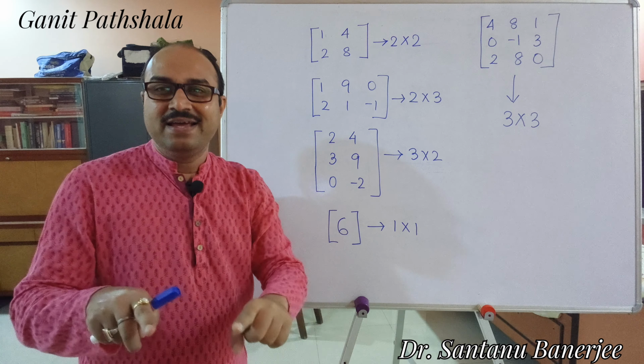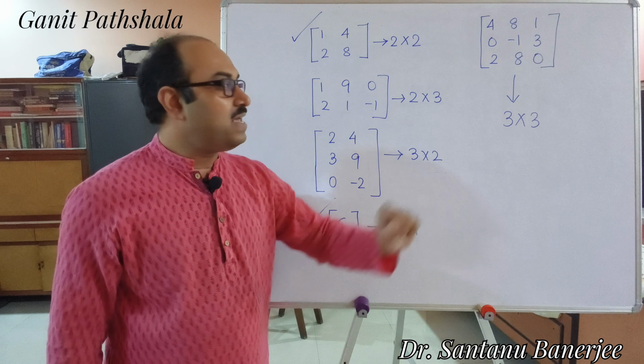So I'm repeating once again, if the number of rows and number of columns are the same, then that matrix will be called a square matrix. For example, the first one is a square matrix, 2 by 2, number of rows and number of columns same. Second one is not a square matrix, it is a rectangular matrix. Third one, see, number of rows and number of columns are different, it is also a rectangular matrix. Fourth one, number of rows and number of columns same, so it is again a square matrix. And the last one, 3 by 3, number of rows and number of columns same, that's why this is also called a square matrix.